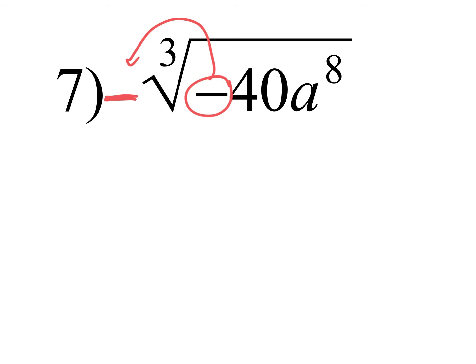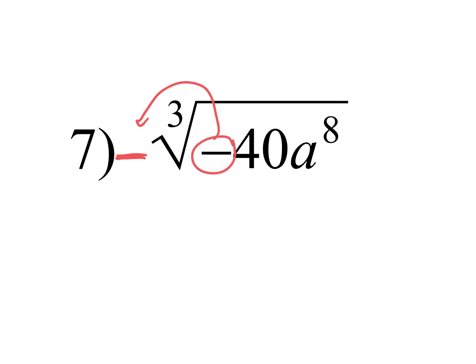If it's even, so if I just had a normal square root and I have a negative, I would take that out and turn it into an i. If the index here was even, it would turn into an i. But since it's odd, we just take it out. So then we break it down normally.